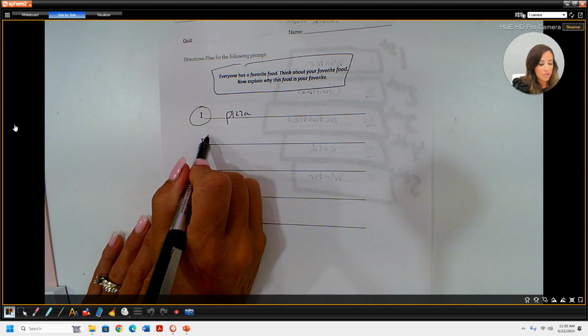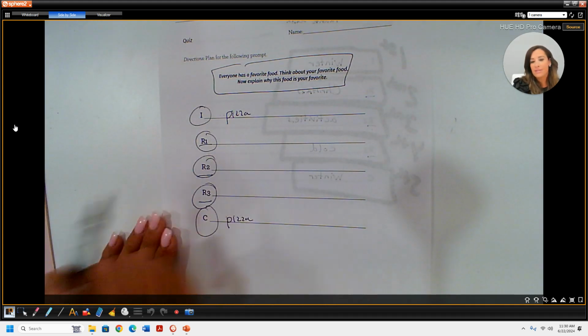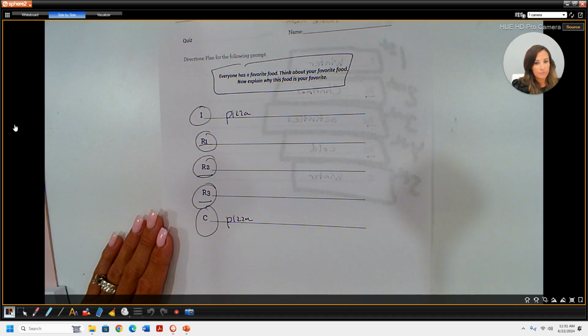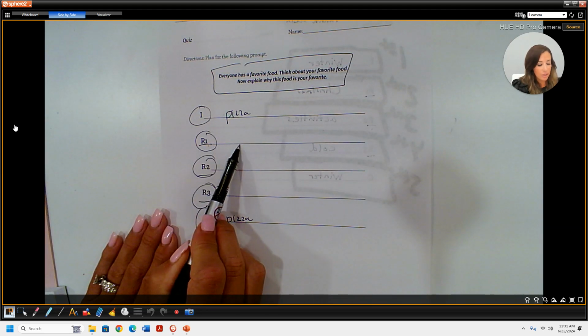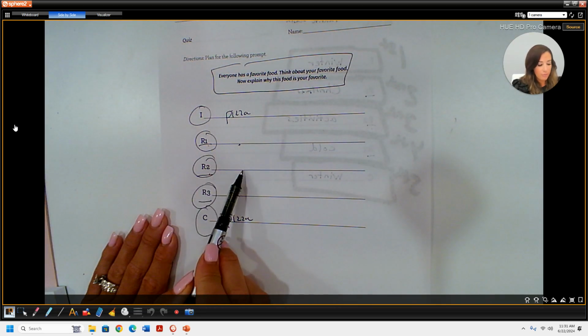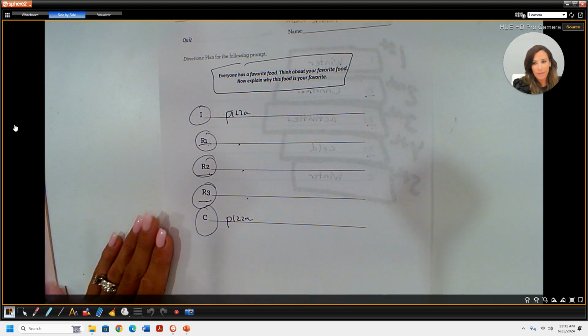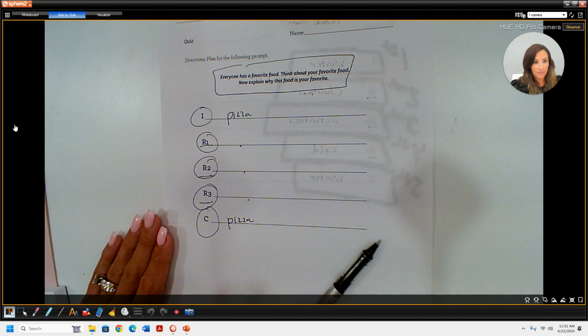Now check your paper. Make sure you have 3 reasons of why that's your favorite food. Check right now. Make sure next to R1 you have a reason. Next to R2, make sure you have a reason. Next to R3, make sure you have a reason.